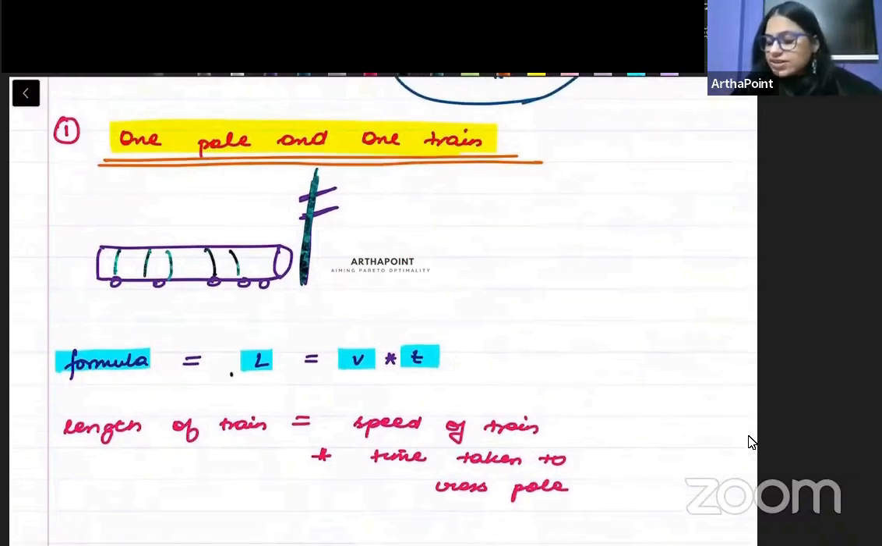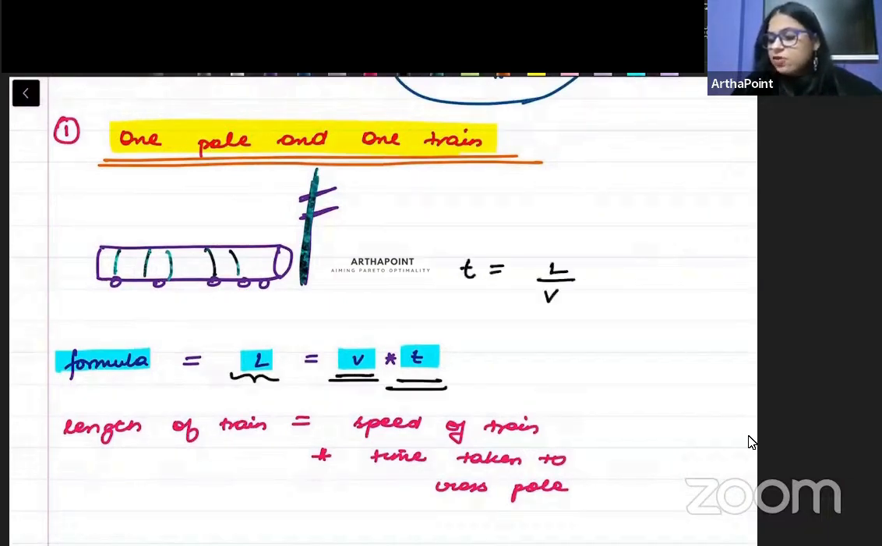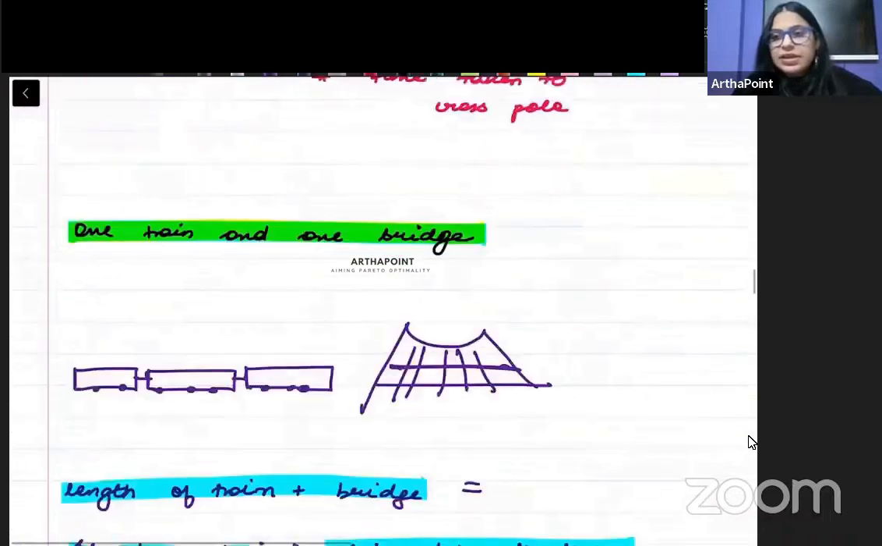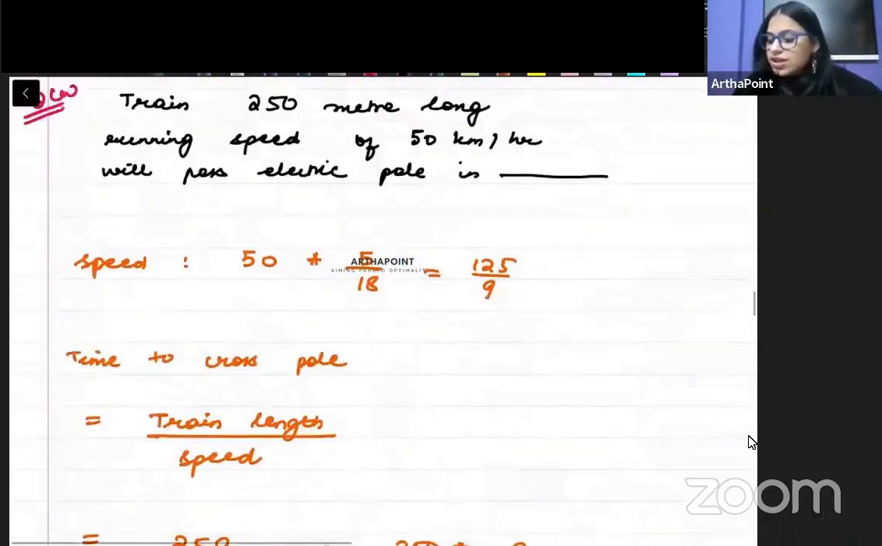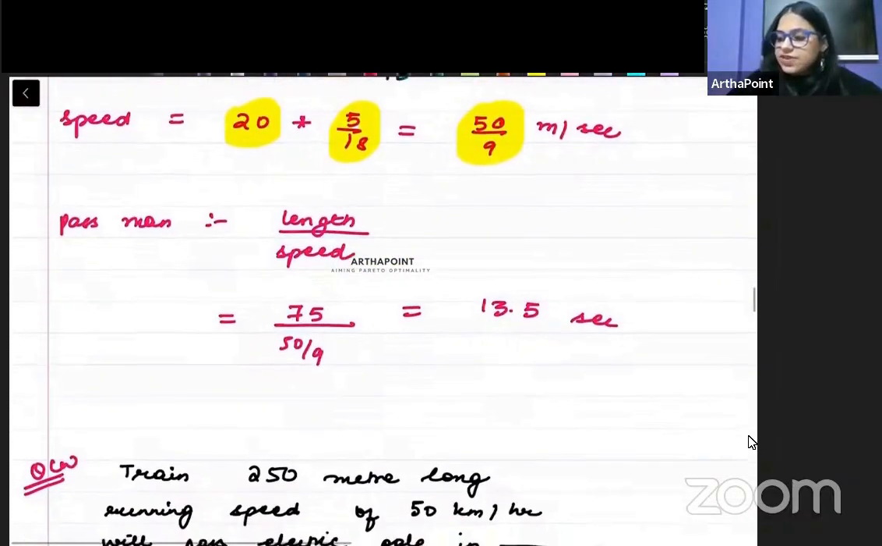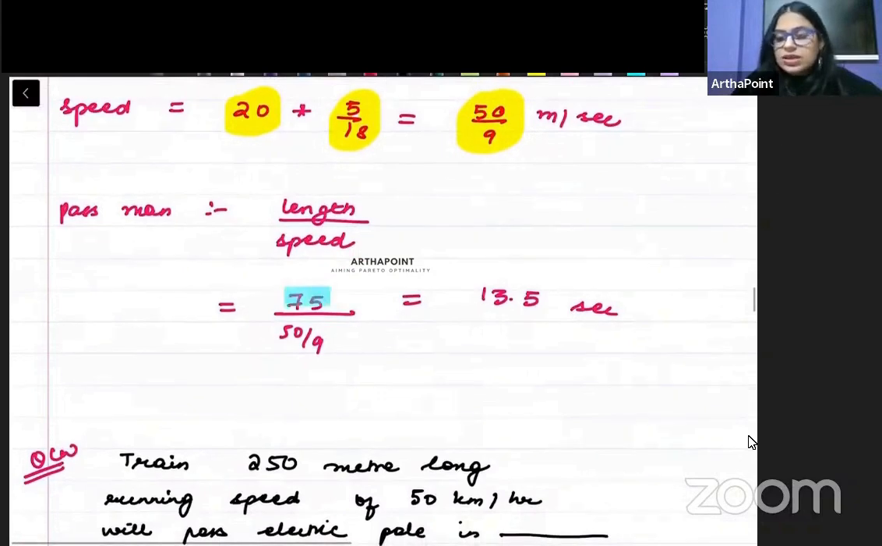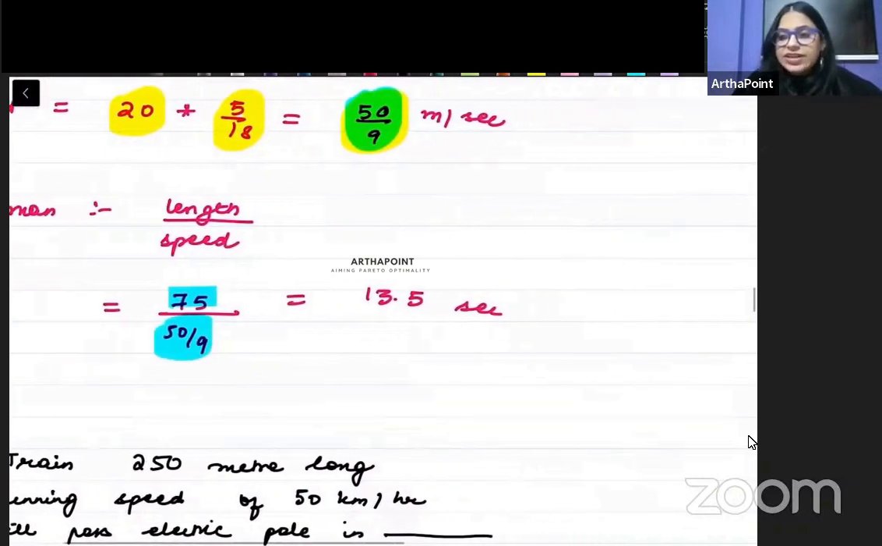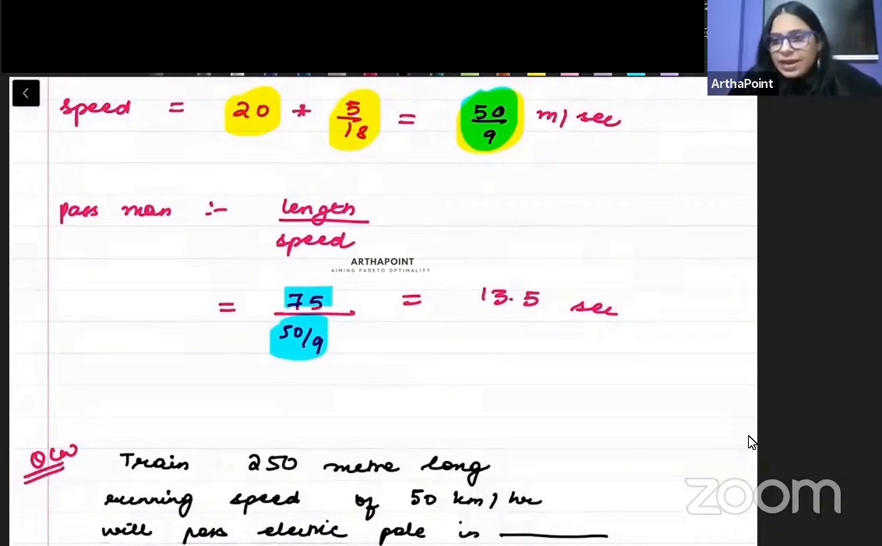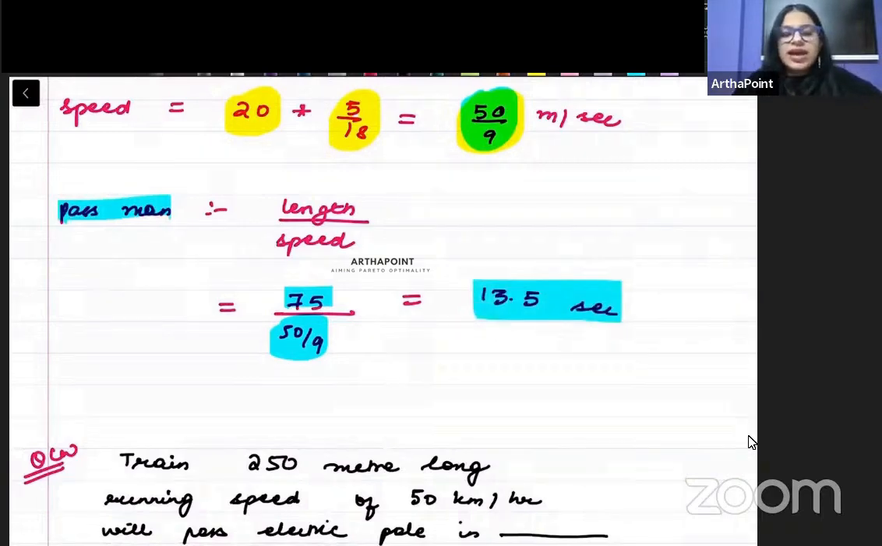So I have told you that length is equal to velocity into time. So what will be time? Time will be length by velocity. So the length of this is 75 given to me. The speed or velocity is 50 by 9. So if I just divide it, I will get the time it will take to pass the pole or pass the man. So the time is going to be 13.5 seconds. And that's the answer to this question.